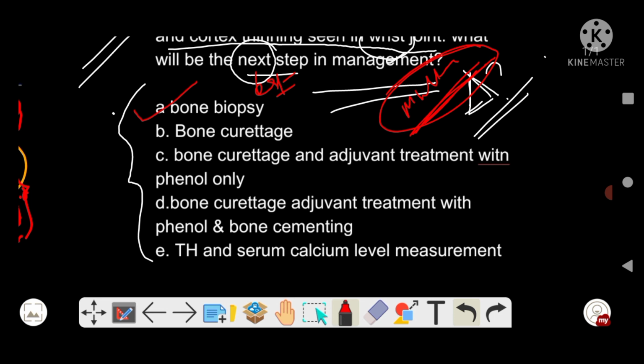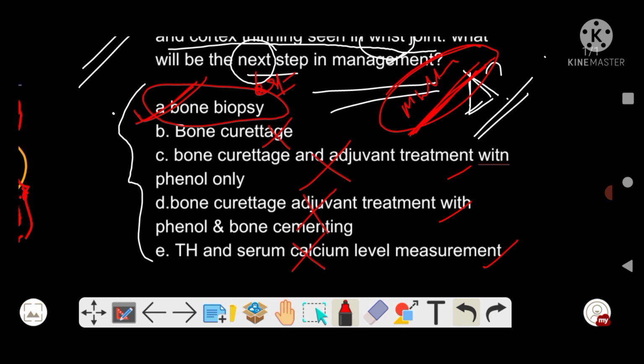Then if I talk about the next step as bone curettage, it is not okay, because that option must have bone biopsy in it, as I already mentioned. Bone curettage with adjuvant treatment with phenol and bone cementing is also not likely to be the next step in management, because the next step should have bone biopsy. So even though it is a multiple choice question, according to me, the next best step should include bone biopsy first. This also can be done, all this can be done, but this is not your next step.